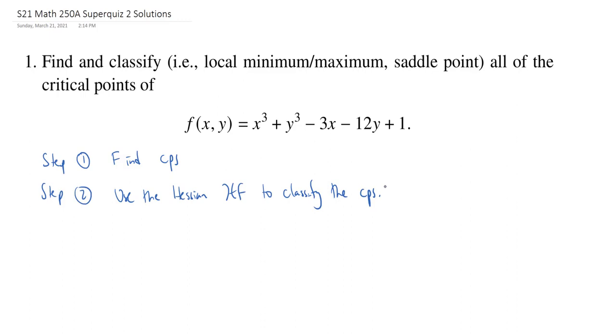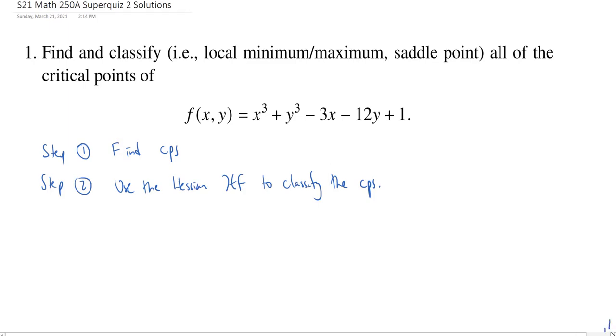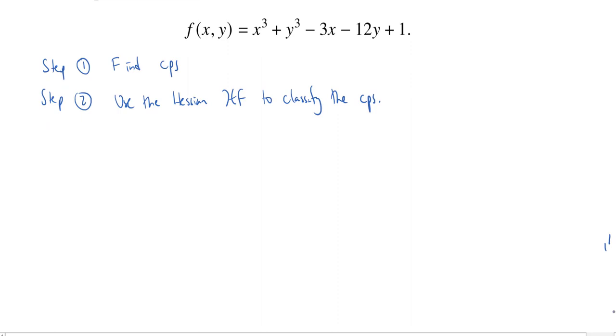To find the critical points, we're going to compute the gradient of the function f and set it equal to 0. Any points where the gradient is either undefined, which won't be an issue here because we have a polynomial, or where the gradient is 0 are what we call critical points. So step one, we're going to find the critical points.